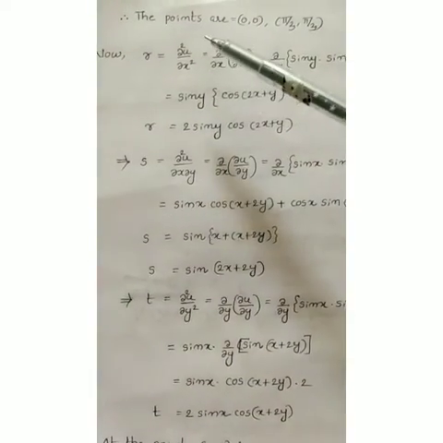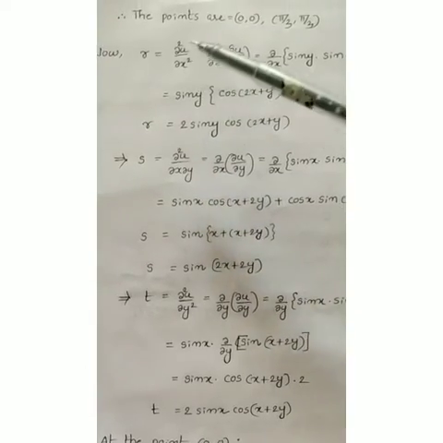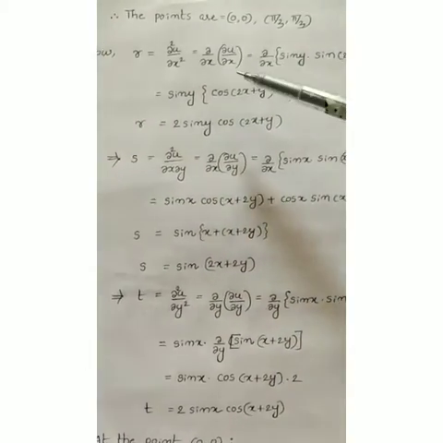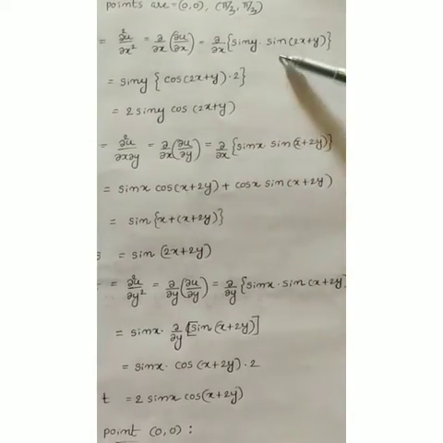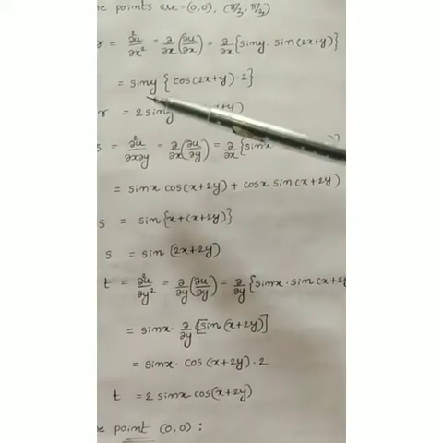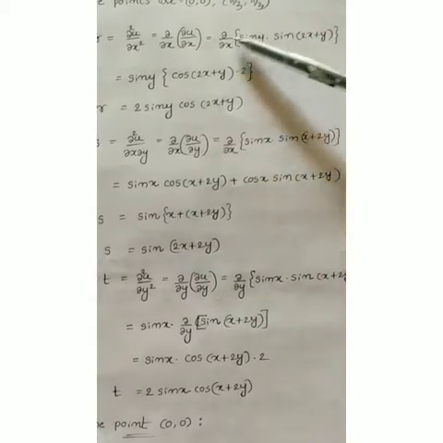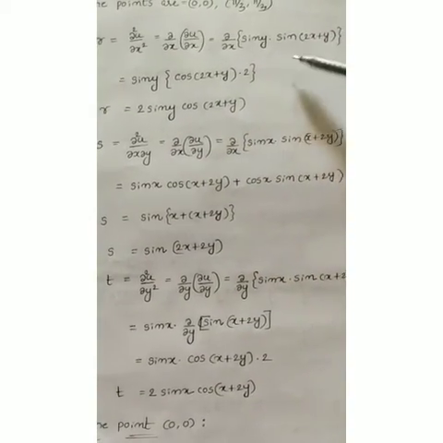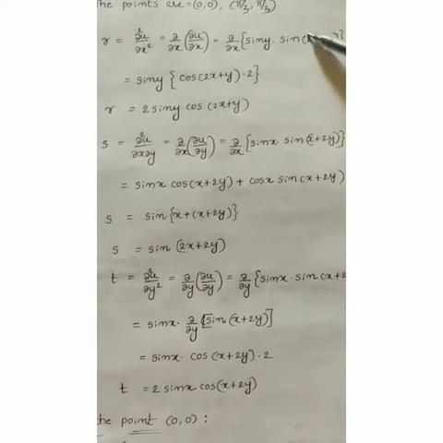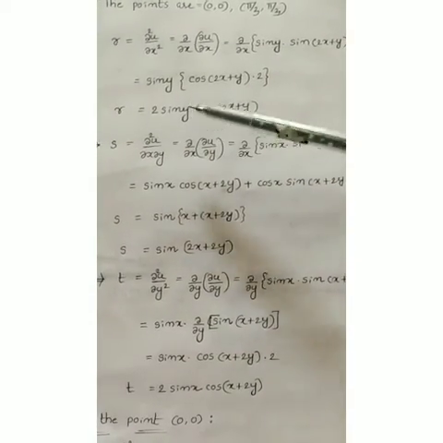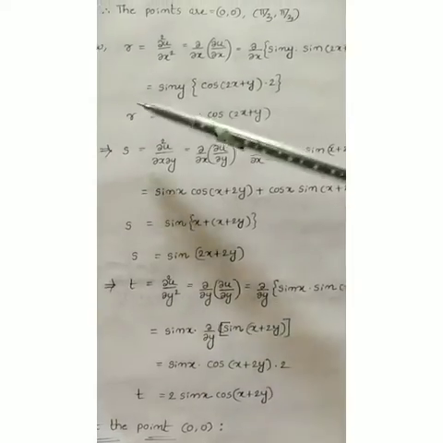R equal to dou square u by dou x square, that is dou by dou x of dou u by dou x. Dou u by dou x value is sin y into sin of 2x plus y. Taking sin y as constant, differentiation of sin of 2x plus y is cos of 2x plus y. Again differentiating 2x, we get 2. So 2 sin y cos of 2x plus y, this is r value.